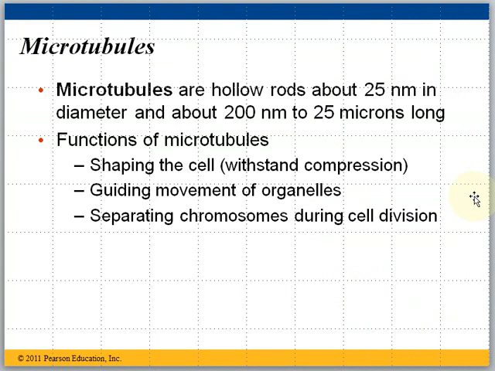So let's start with the largest ones, the microtubules. They are hollow rods formed of that tubulin material that we talked about. Again, they're primarily the internal skeleton of the cell. They hold the cell's shape, they withstand compression, they help the organelles move around throughout the cell, and they also separate chromosomes during cell division. All eukaryotic cells have microtubules, so you would find these in plants, animals, dogs, cats, zebra, you name it.